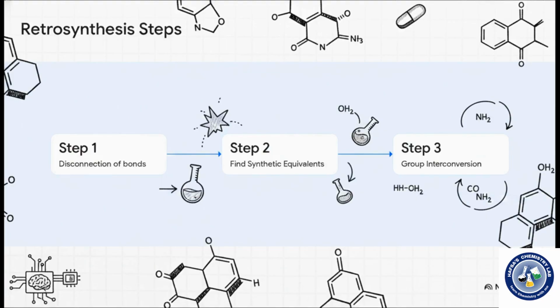achievable. For pharmaceutical compounds, the procedural steps are always exactly the same. We systematically disconnect the bonds, we identify the real-world synthetic equivalents, and we use functional group interconversions to smooth out our path backward. Let's look at a super common painkiller to see this in action.